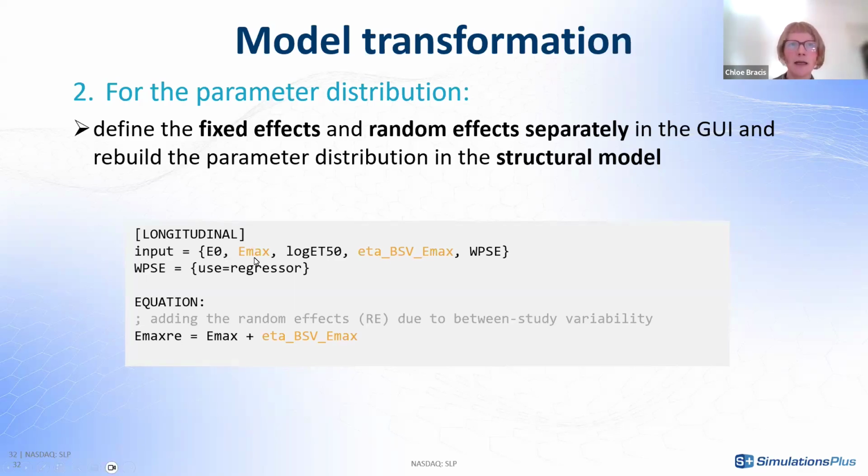So we have Emax. This is for our fixed effects. And then we have this eta BSV Emax, and this is going to be our random effects. And so these are both just going to be normally distributed. And so that means inside of our structural model, we can just add them together, and that's going to give us our Emax with random effects.